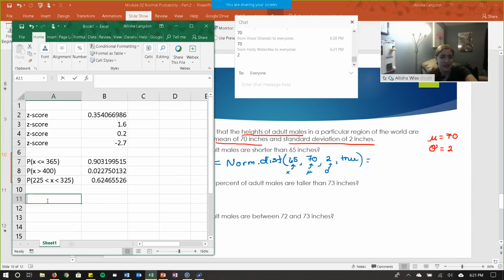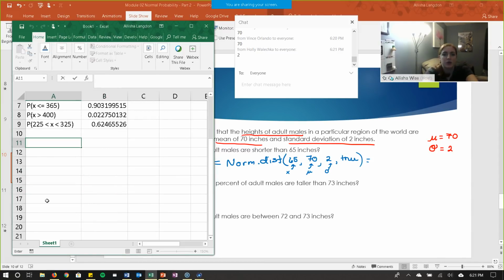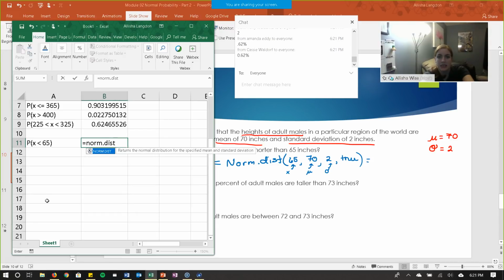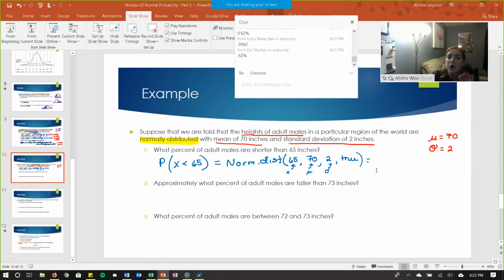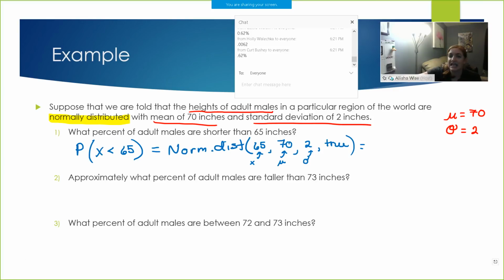You may have already calculated it. So I'm going to move down here. So we're trying to find the probability that x is shorter than 65. So what's the probability that this man is less than 65 inches? Looks like not very probable, apparently. Yeah, yikes. 0.0062. Yep, that would be good rounding there. Excellent. So not even 1%. Less than 1%.